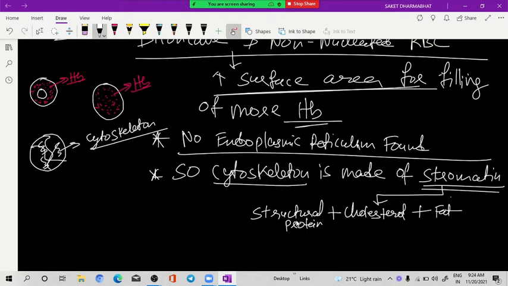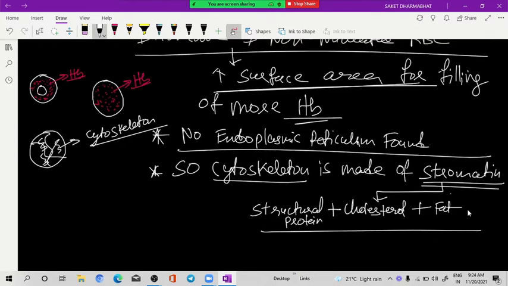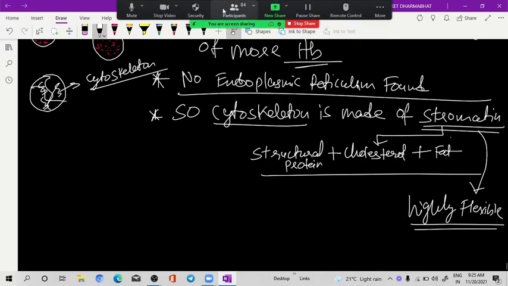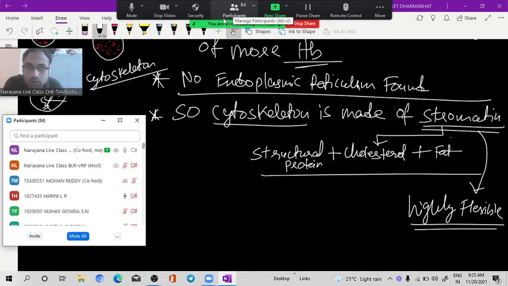Now this stromatin is made up of these three things, and stromatin is what? Highly flexible. So, sir, yes, sir. It's given that exceptionally a nucleus is present in RBCs of camel and llama.